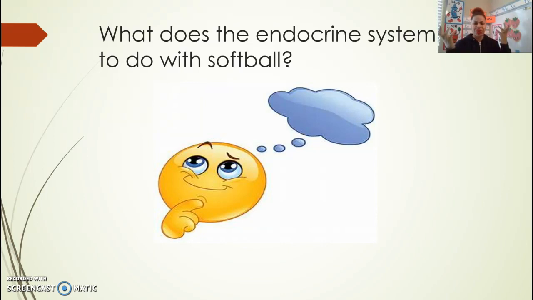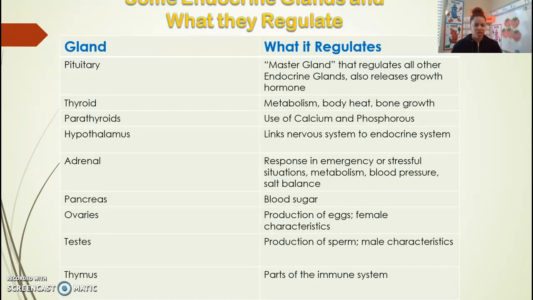But what does the endocrine system have to do with softball, right? I want you to think about playing softball. You're in a game, and softball is for girls, baseball is for boys. So playing softball is something that I did when I was in high school. And I remember being nervous when it was my turn to bat. Which one of these glands do you think was secreting a hormone? Well, I was quite nervous, but I wasn't scared. It helped me respond to a stressful situation because bases were loaded and I had to make sure I knocked this ball out the park. And you know I did.